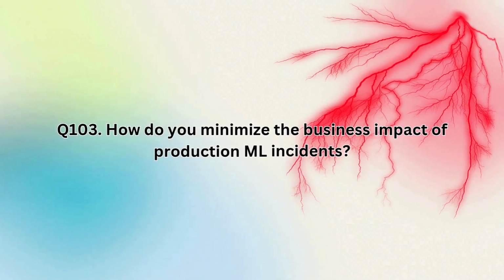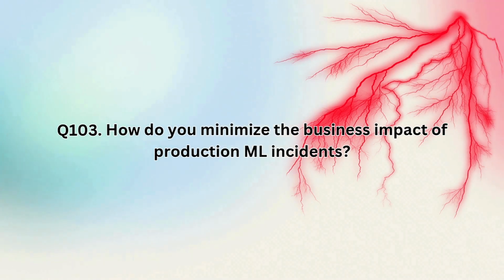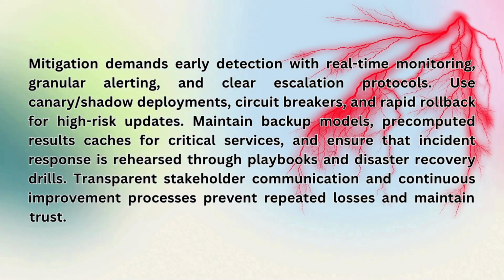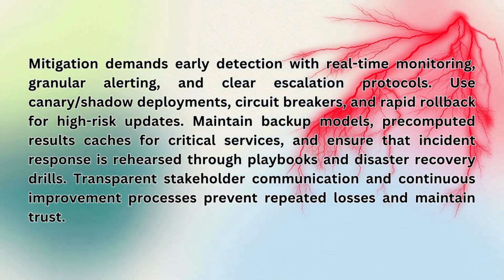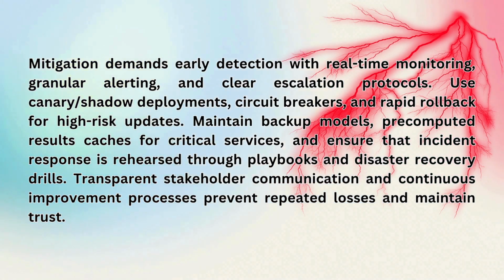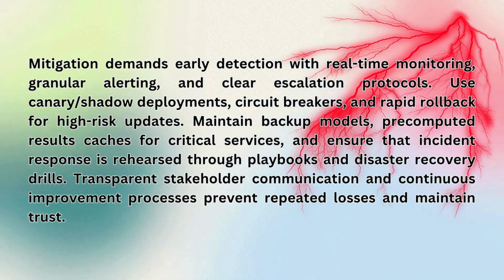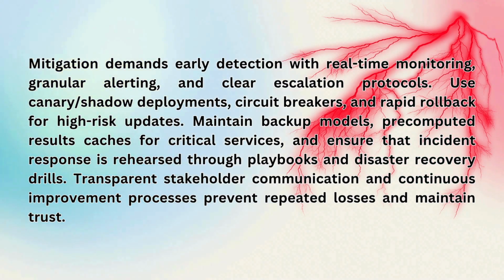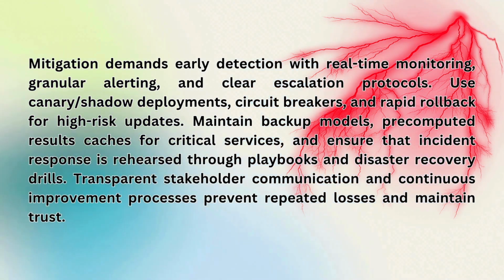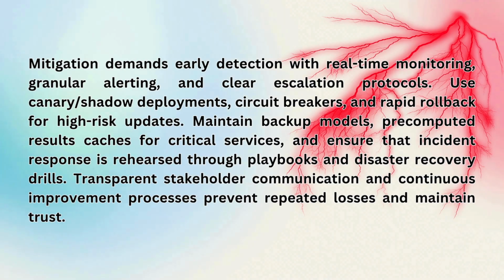How do you minimize the business impact of production ML incidents? Mitigation demands early detection with real-time monitoring, granular alerting, and clear escalation protocols. Use canary/shadow deployments, circuit breakers, and rapid rollback for high-risk updates. Maintain backup models, pre-computed results caches for critical services, and ensure that incident response is rehearsed through playbooks and disaster recovery drills. Transparent stakeholder communication and continuous improvement processes prevent repeated losses and maintain trust.